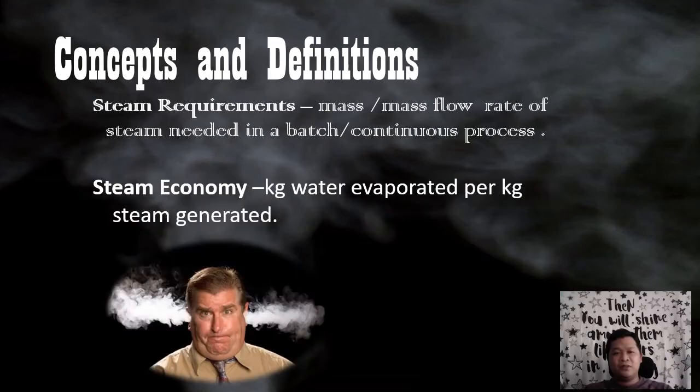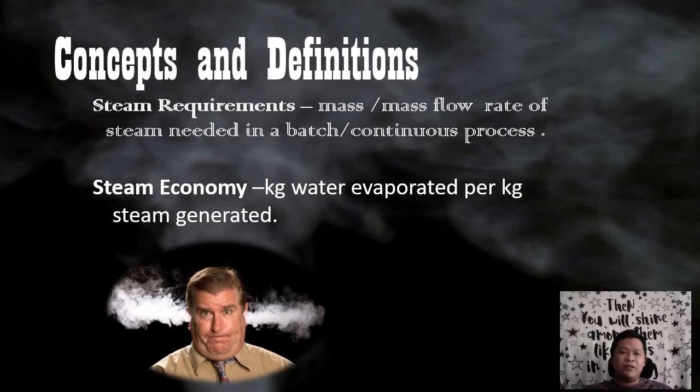Okay, when solving problems, you will usually be asked for what we call steam requirements and or steam economy. So, steam requirements refer to the mass or mass flow rate of steam needed in a batch process or continuous process. So, typically, pag batch process, mass lang siya. Like, sa isang batch na ganito, 300 kilos ng orange juice concentrate, ilang kilo ng steam ang kailangan mo. Kung continuous process, like let's say you have ice cream pasteurization at 600 liters per hour, then how many kilograms per hour of steam do you need?